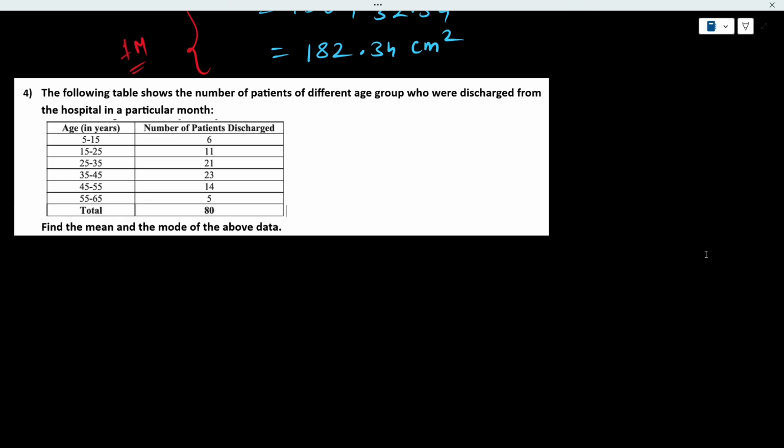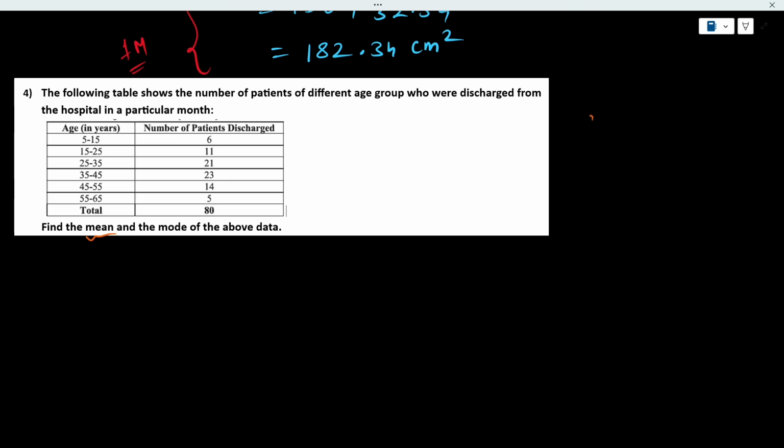So you can see the patient age is given in years. The class interval of age is given, and the frequency is the number of patients. You need to calculate mean and mode. For mean, you can follow the direct method, the assumed mean method, which is the shortcut method, or the step deviation method. Based on our data, we'll see first. Let us see all kinds of mean.